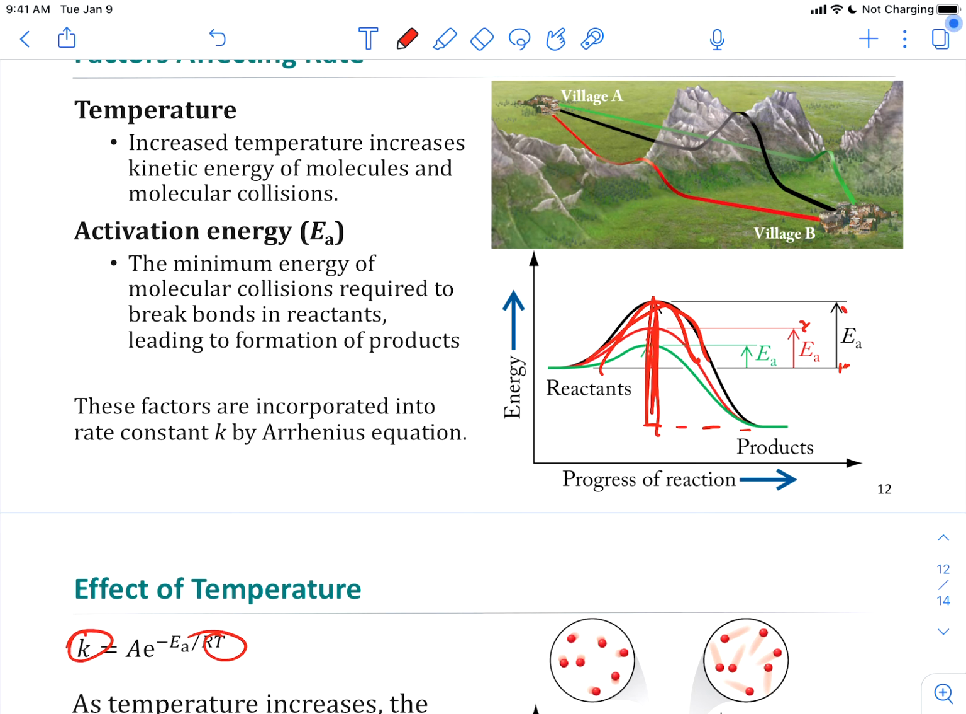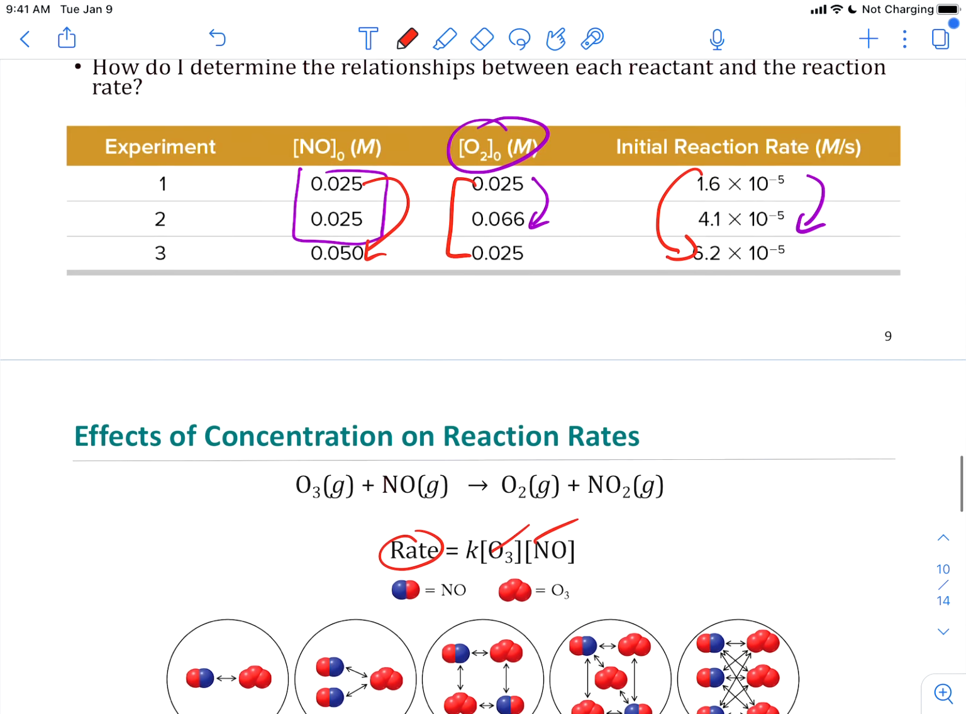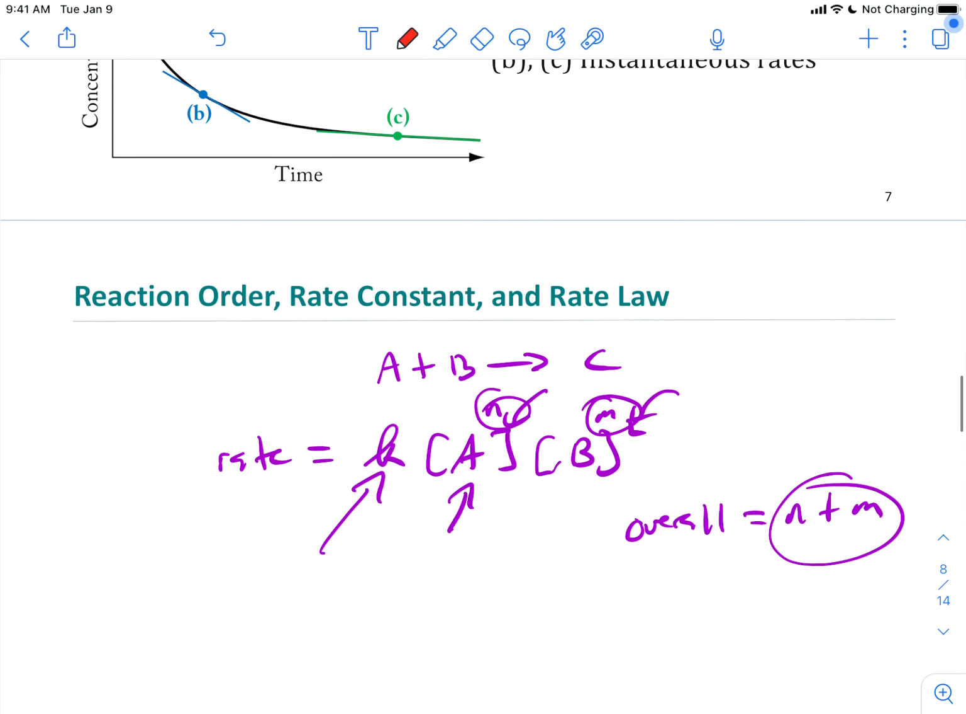The rate constant will not change. It's a constant, will not change with concentration. The rate will change, but not the rate constant. The rate constant is fixed. It doesn't matter about the concentration of the reactants and the products or any of that for a particular reaction.